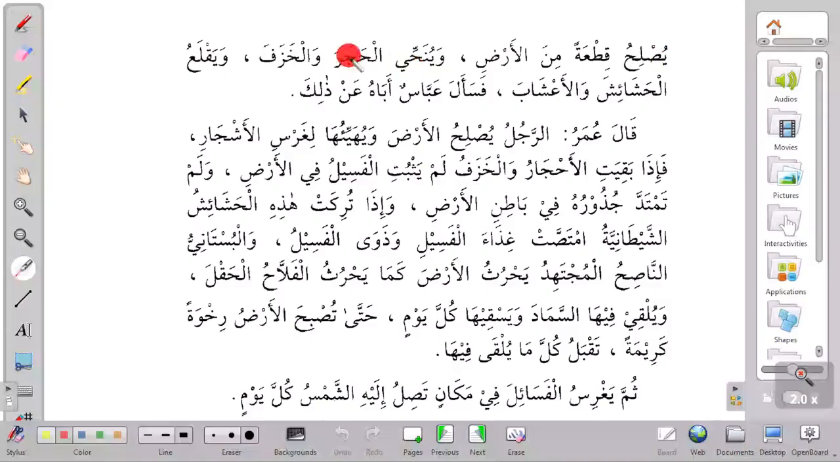Wa yunahhi al-hajara wal khazafa. And then he was yunahi. The verb here is naha yunahi, which means to eliminate something, to get rid of something. Naha yunahi, to get rid of something. So yunahi al-hajara wal khazafa. Al-hajar is the stones. Al-khazafa is ceramic materials like tiles and those kind of things. That is khazaf. We call it khazafun. So yunahi, he was removing those things.